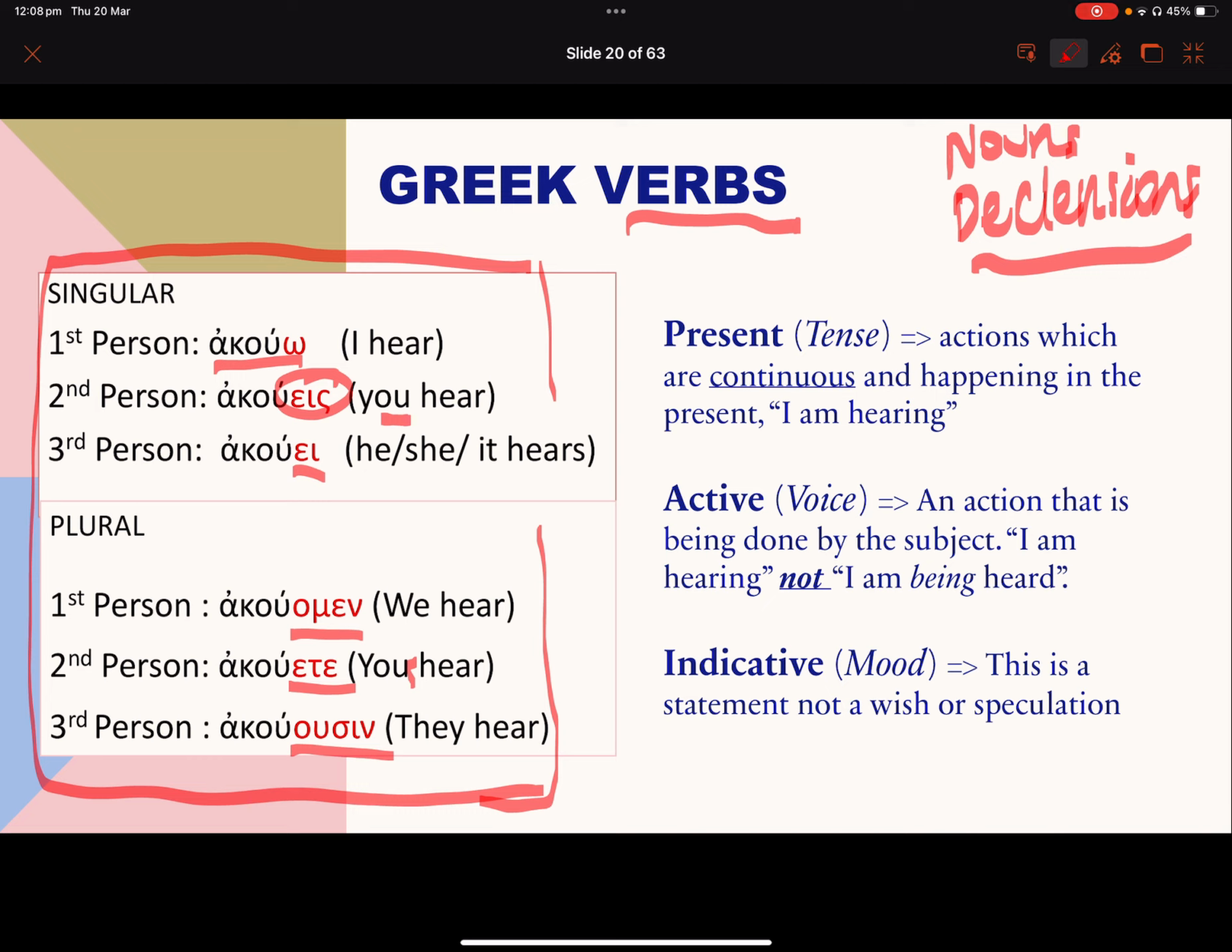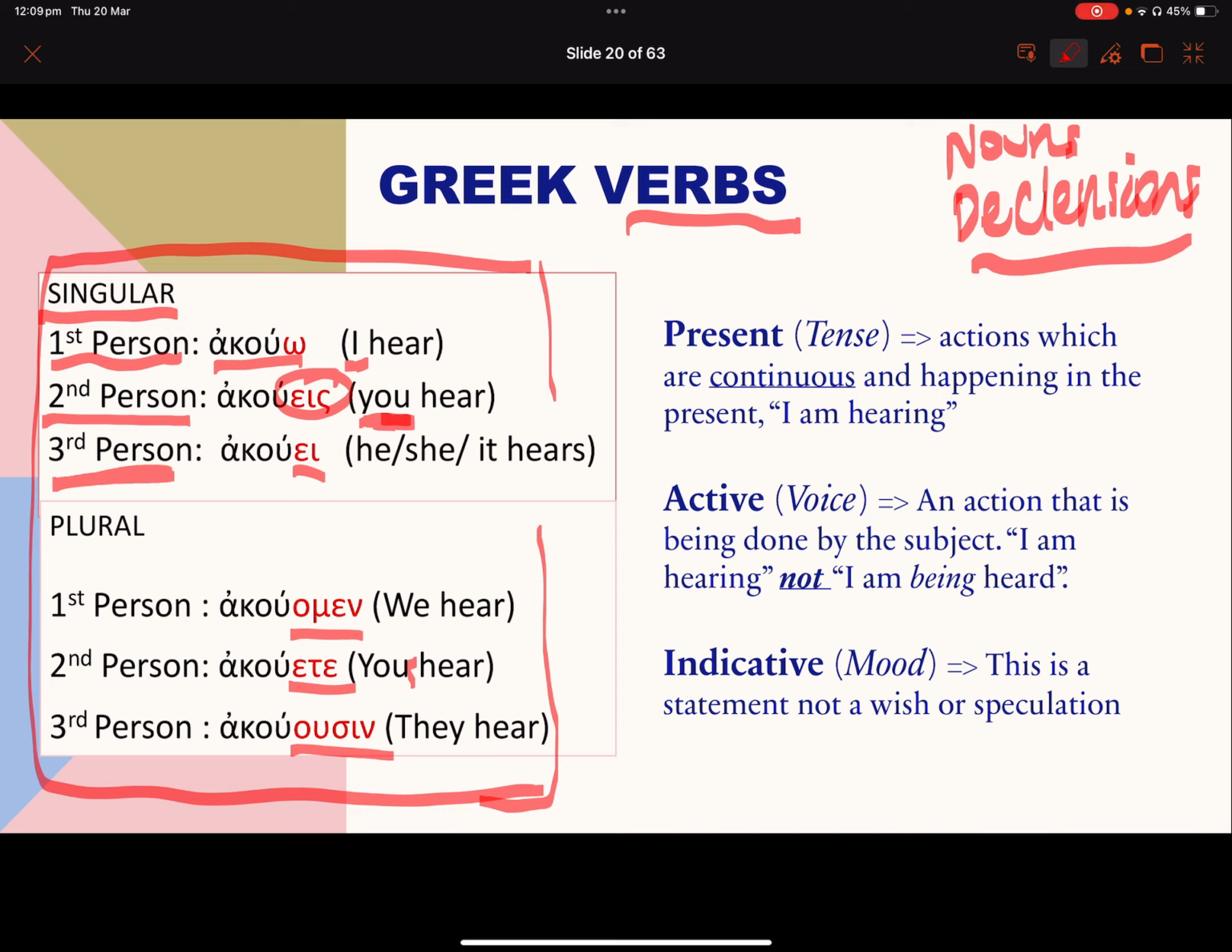So the first one here is first person singular. I hear, there's only one of me that's doing the hearing. I am the subject. Second person, there's only one person, singular, second person singular. You hear, the subject is being spoken to.